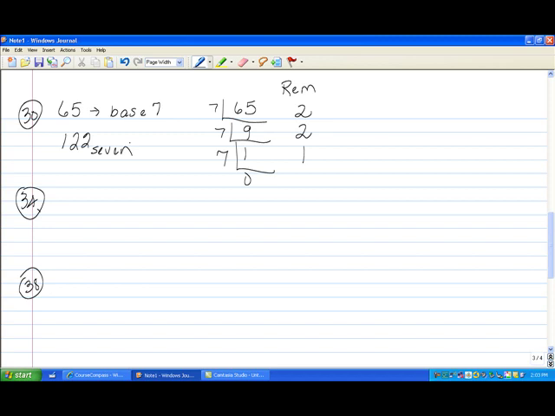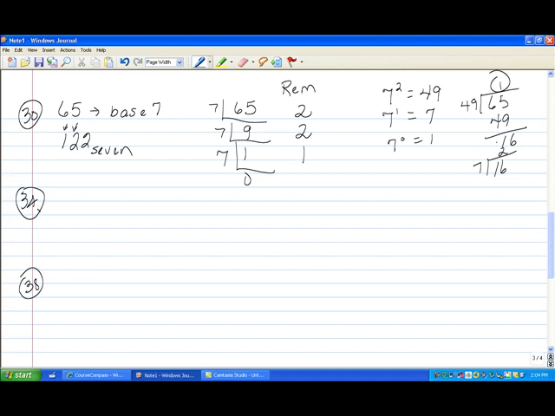Okay, remember the other thing you can do is look at the powers of 7. 7 cubed is too large. And 49 will go into 65. You figure out there's one of those. What's our remainder? 16. How many times does 7 go into the 16? It goes twice.